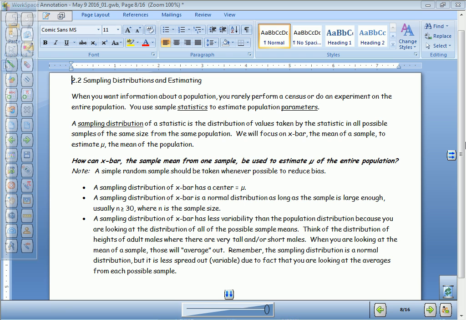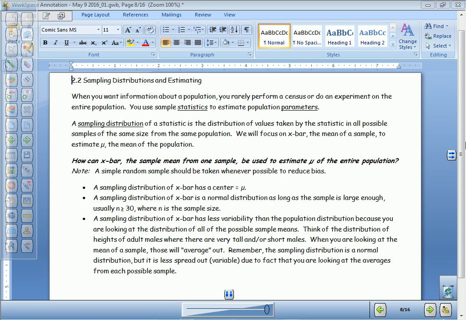The sampling distribution of X bar is a normal distribution, as long as that sample is large enough. Usually we're looking at values over 30. Our sample size should be over 30. And we talked about that in class when we were looking at it. We said, okay, what happens as our sample size increases? Neither of our class sizes were over 30, so we were limited in that aspect.